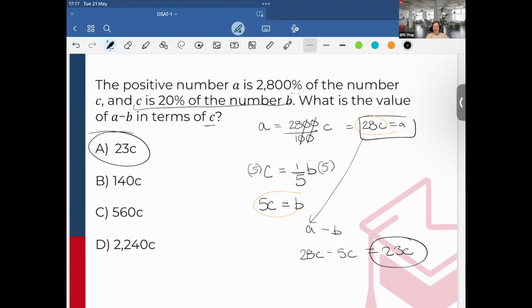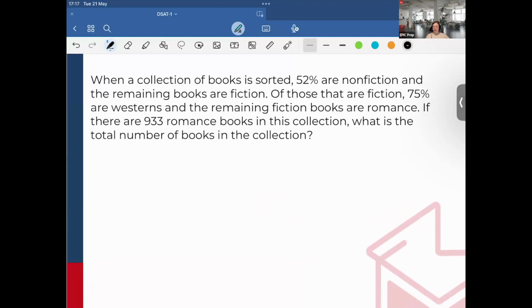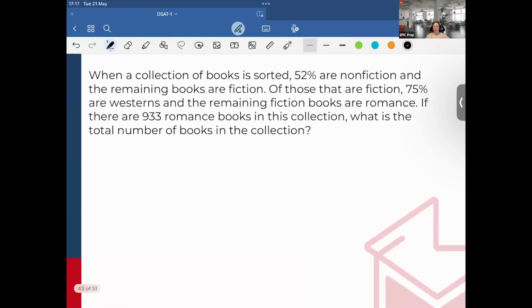Okay, so I've seen a couple of those come up on the exam. Be familiar with them. Then there are always similar ones like these. When a collection of books is sorted, 52% are nonfiction, and the remaining books are fiction. The remaining books would be 48% because 100 minus 52 is 48%. Of those that are fiction, 75% are Westerns and the remaining fiction books are romance.